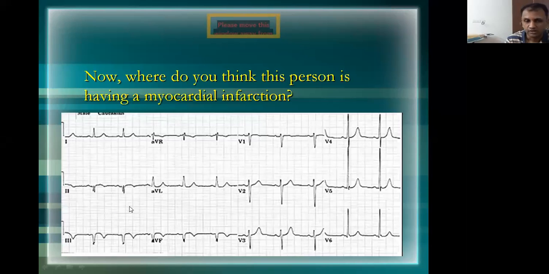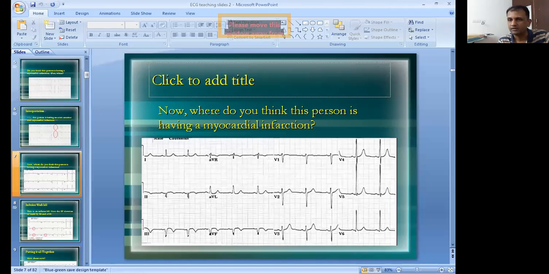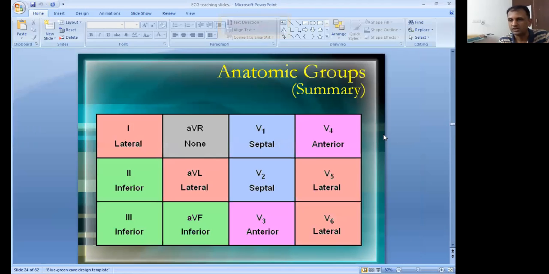Good, you said it's abnormal. Yes, it is abnormal because we can see deep T wave inversion in leads 2, 3 and aVF, and also deep Q waves. It's an evolved inferior wall myocardial infarction. This is going to be a very vital slide. If you want to master the ECG, you should know which lead you're talking about. Leads 2, 3 and aVF represent the inferior wall of the left ventricle.